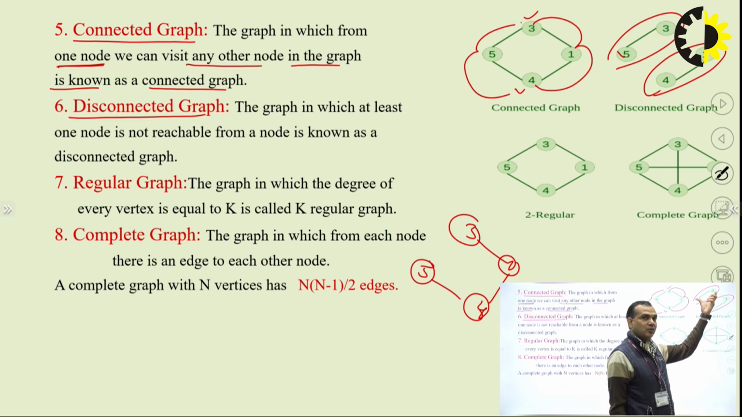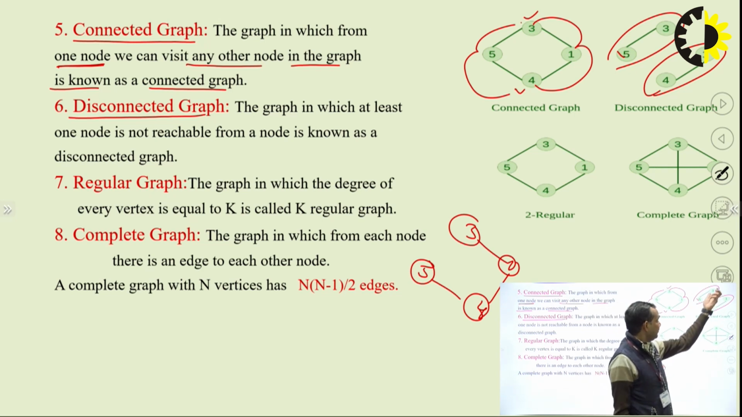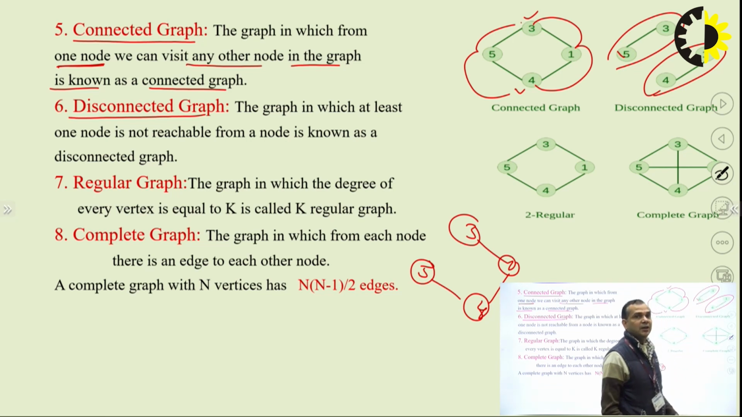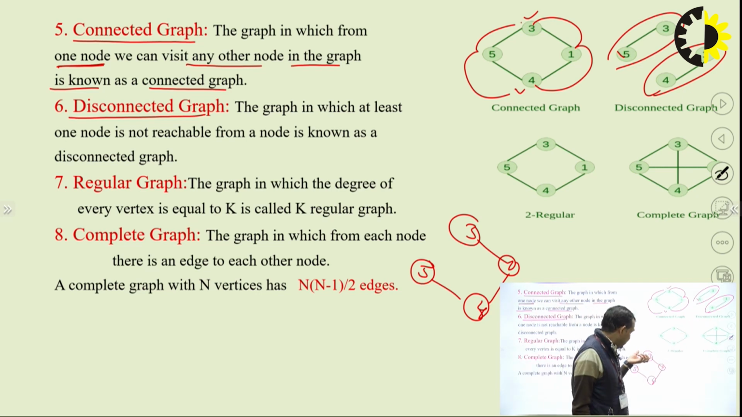If there is a link among all the nodes, suppose I start from 3 and have to move to 5, then a link should exist between all of them. That is a connected graph. Otherwise that is a disconnected graph. If I move from 3 to 1, or 3 to 5, there is no link from 5 to 4, or from 5 to 1. So this type of graph is the disconnected graph. Again I repeat, what is the disconnected graph? If all the nodes, all the vertices are connected to each other, these are known as the connected graph.